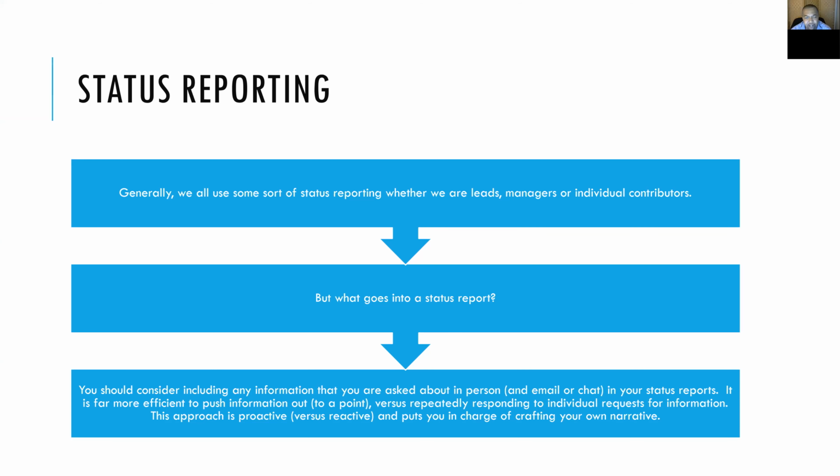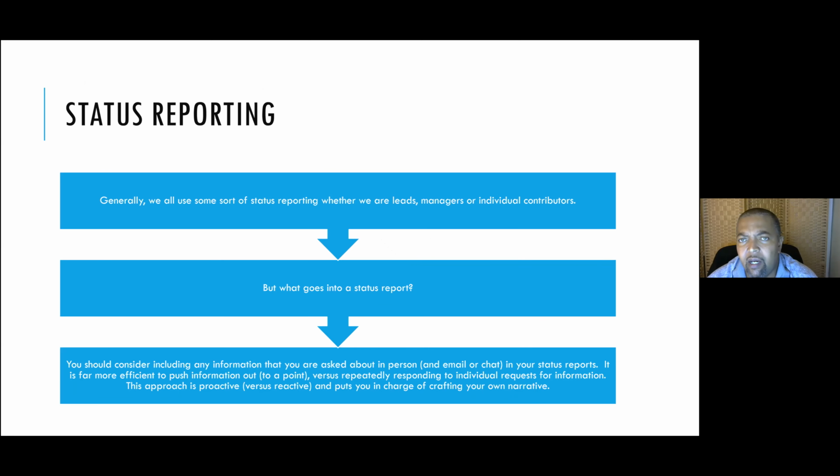But typically, what goes into a status report? There's a lot of things out there for an RYG, red, yellow, green report, or going project by project and some details and whatnot. What I would say is that you should consider putting any information in your status report that people reach out to you individually for in terms of information. It's far more efficient for you to push information on a weekly basis than to service individual requests for information. It takes up a lot of time.